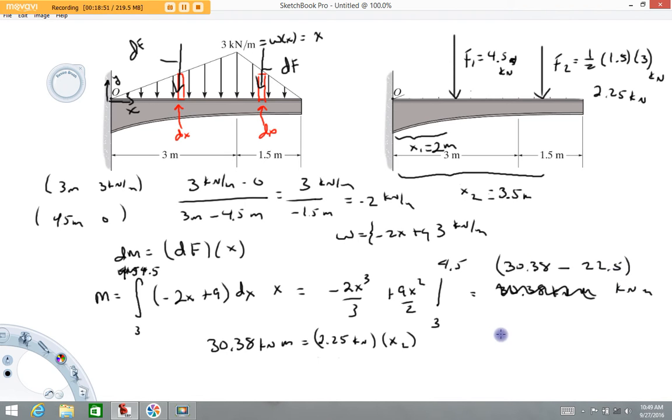The difference between them is 7.88 kilonewton meters. That is the net moment created by the triangular load about this point. Set that equal to this force times the unknown distance x2, and then solve for x2. So I'll write 2.25 kilonewtons times x2, and when we solve that for x2, I get 3.5 meters.